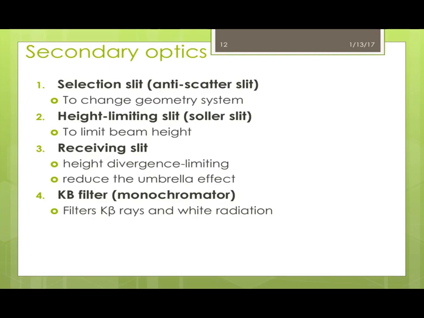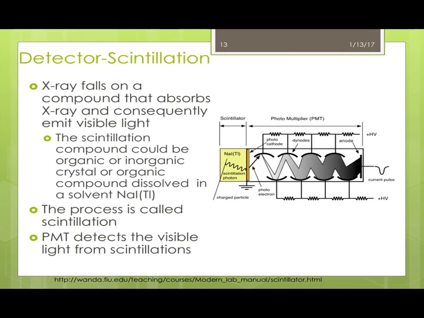During the actual detection, the X-rays are absorbed by a compound that then emits visible light. This process of converting X-rays to visible light is called scintillation. The scintillation compound can be an organic or inorganic crystal, or an organic compound dissolved in a solvent, or sodium iodide activated with thallium. A photomultiplier is used to detect the visible light from the scintillations. The photomultiplier detects photons and then produces a proportional electrical voltage, which is the actual source used by the computer to create your output.